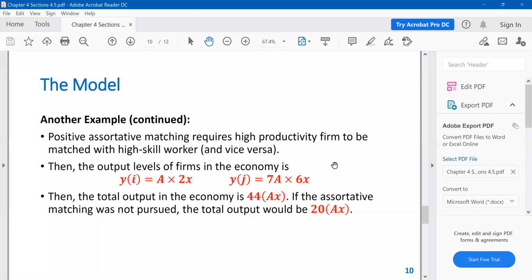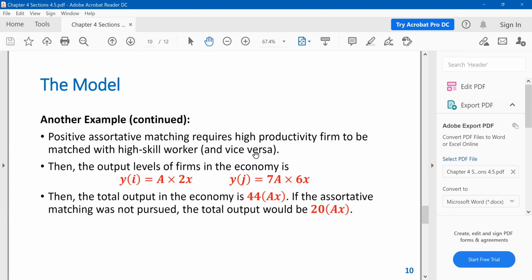If you compare this with the other allocation, you would have 14AX from one match and 6AX from the other match: the high skill worker matched with the low productivity firm, plus the low skill worker matched with the high productivity firm. That would give you 20AX, whereas the positive assortative matching allocation would give you 44AX.